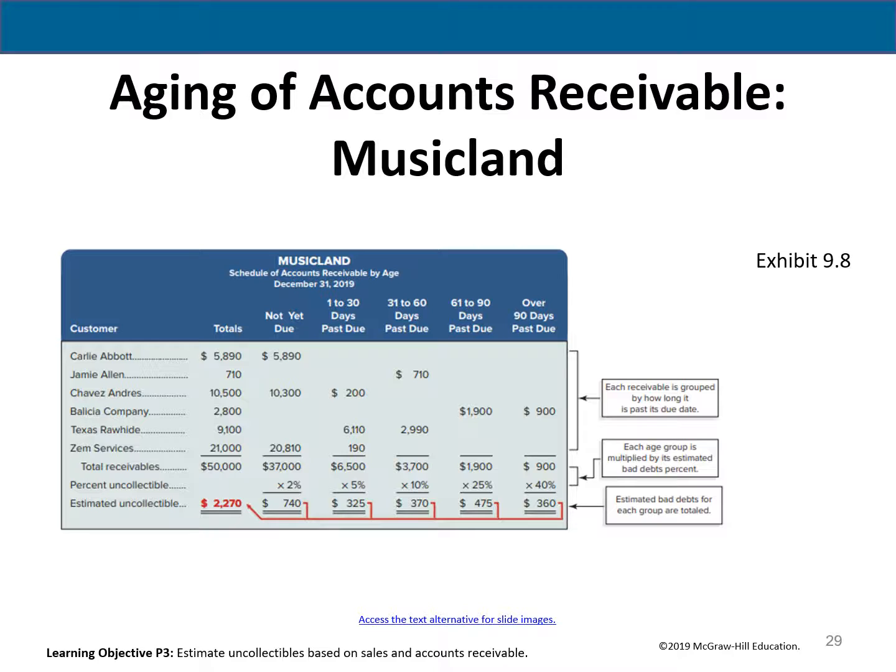We're getting as close as we can to a good estimate. So we add all those totals, those amounts we just calculated in each age group. What we're saying here is that based on using the aging report, we determined $2,270 of accounts receivables of the $50,000 will not be collected in the future.